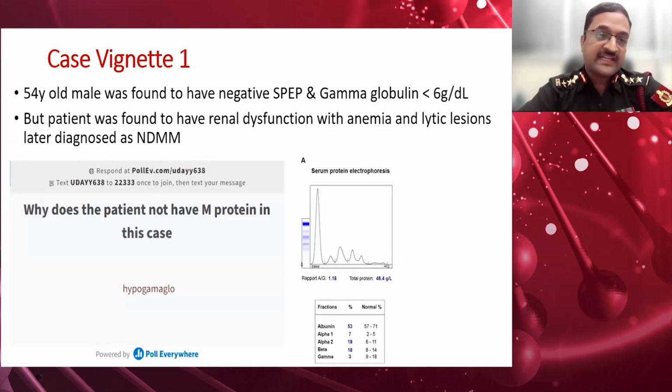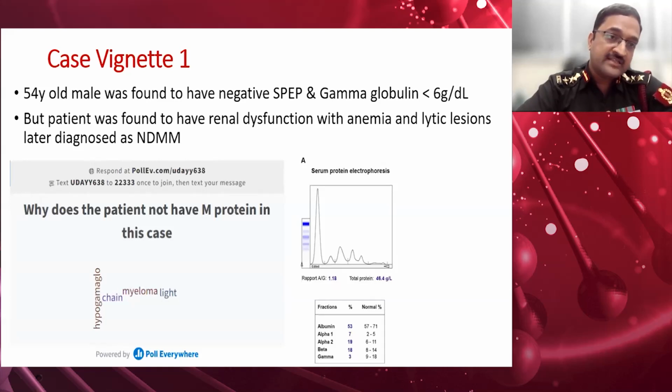A request for all the residents or students who are participating here: the more you answer, the better it would be for us to understand what the myths are and how we need to bust those myths. Okay, somebody said light chain myeloma. Very good. Anything else? There is a possibility that this could be a light chain myeloma, because light chain myelomas might not be picked up by a protein electrophoresis.